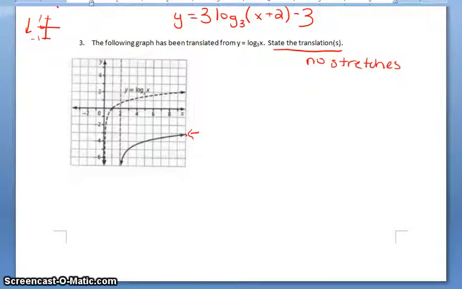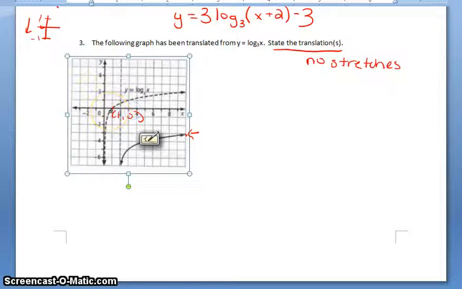Alright, so since there's no stretches, let's look at where some common points would be. If you notice here, this one is at 1 and 0. And if you're going to look for that same kind of characteristic in the other logarithmic graph they give you, it's a little bit hard to see there.